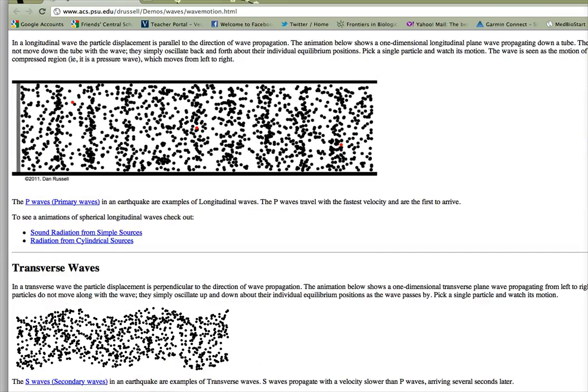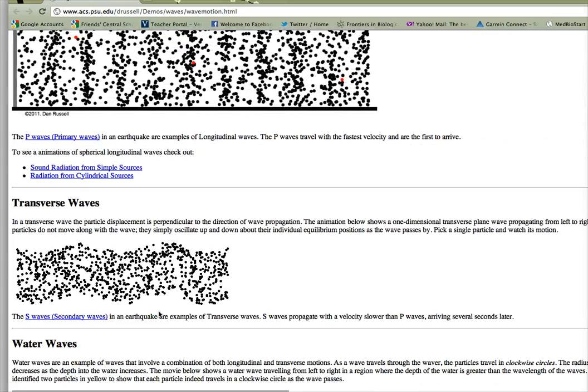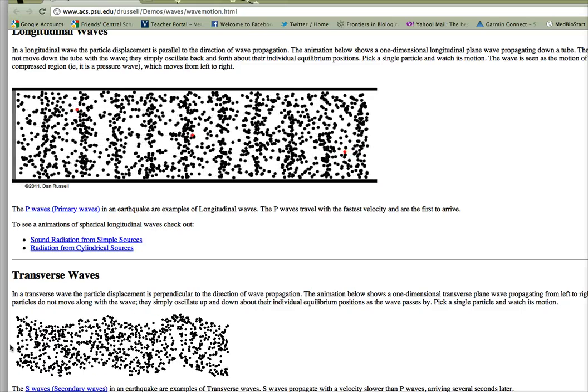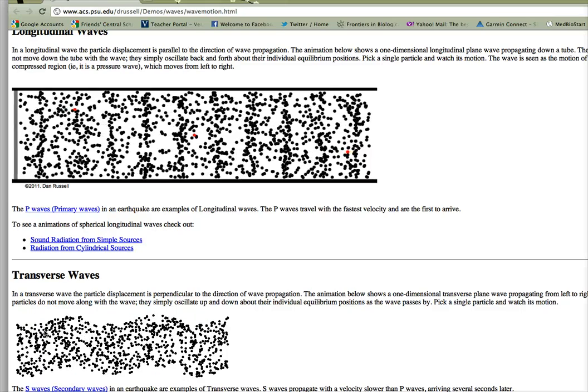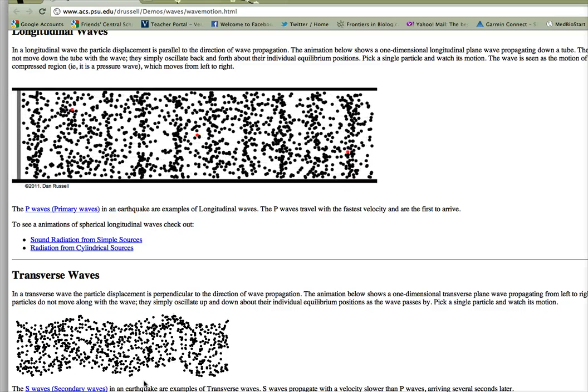The second type is transverse waves. And the only difference here is that now the displacement is perpendicular to the direction of the waves. The wave's going this way, but now they're moving up and down instead of left to right. And that's a transverse wave.